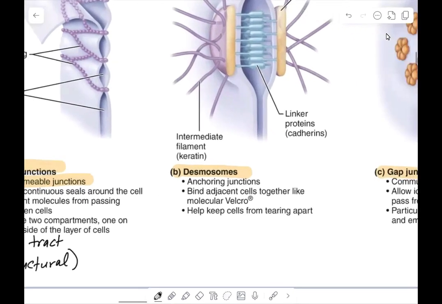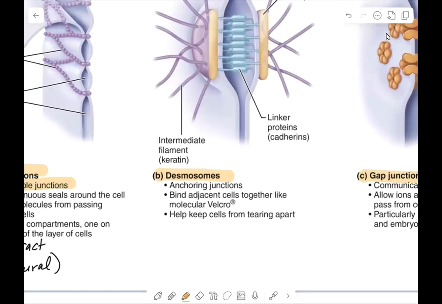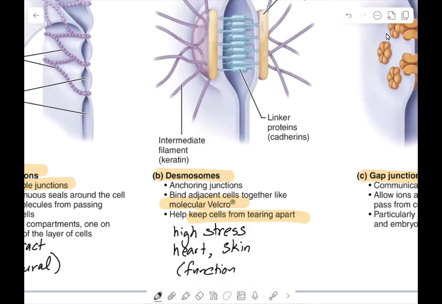of protein, whereas the desmosome is an anchoring junction. You can think of it like molecular Velcro, and it prevents cells from tearing apart. So it's going to be in areas of high stress. One place that you would find this is in the heart muscle as well as the skin. You may not think of as much movement in the skin as the heart, but if you think about the desiccation, the drying up that could happen with the skin, it makes sense. So this is what we call a functional type of junction.